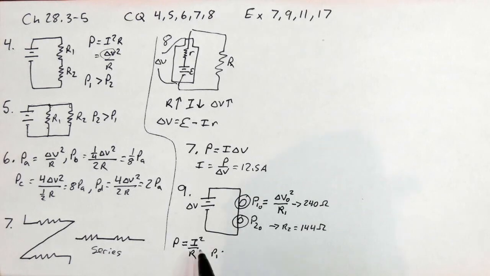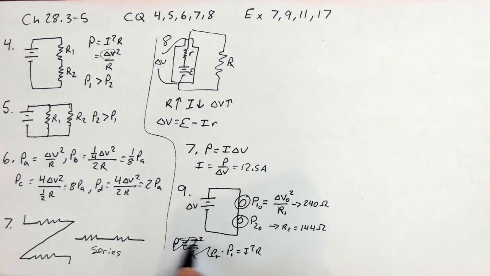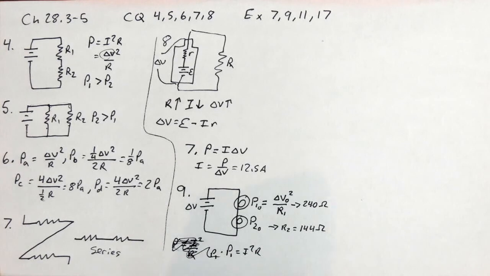I'm sorry, I'm doing something wrong here. I got myself mixed up. I was looking at a different part of the problem, the second part. We have P1 is equal to I squared R. Sorry, I wrote this wrong. This was not even correct. I was getting the other form mixed up.